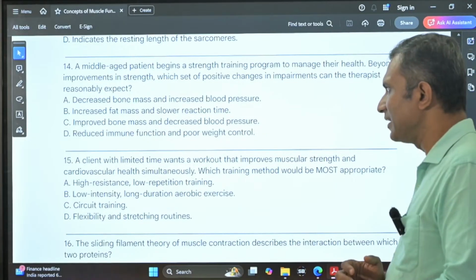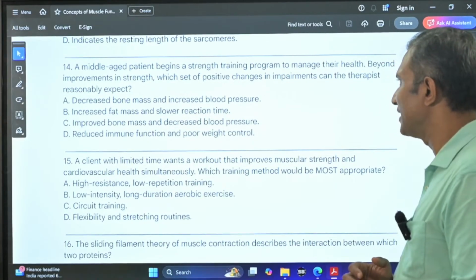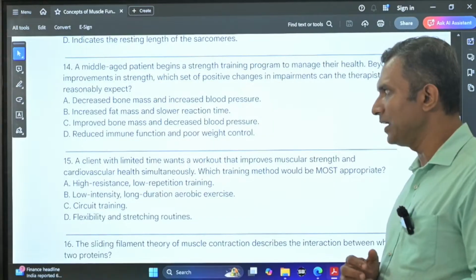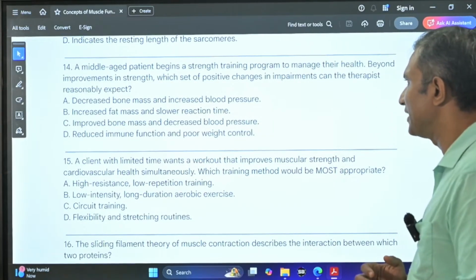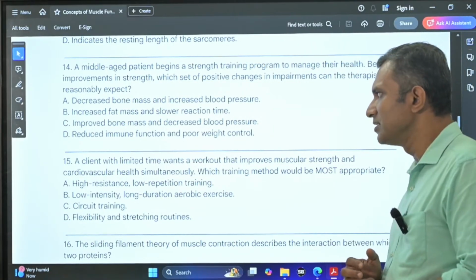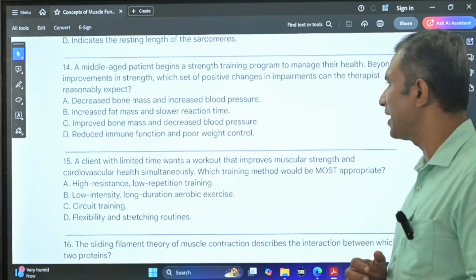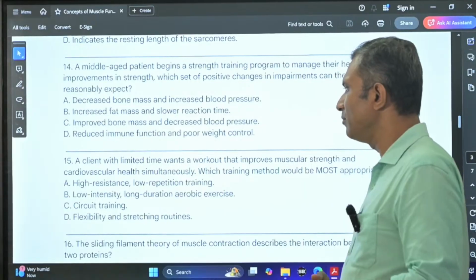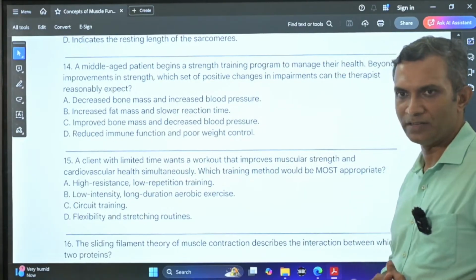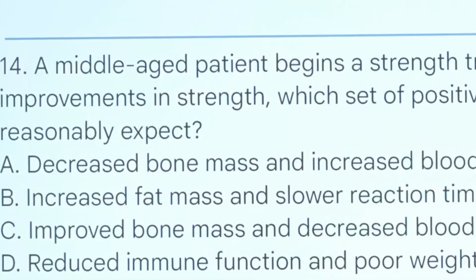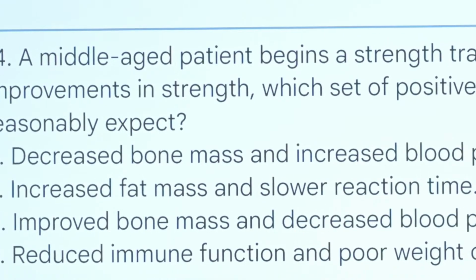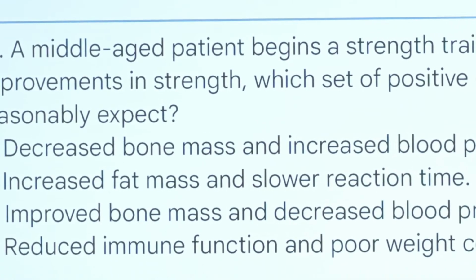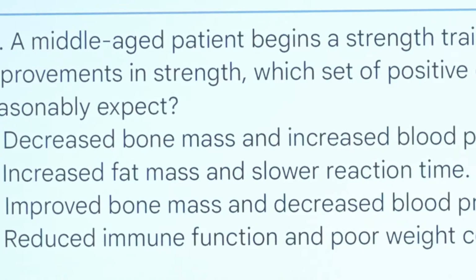A, decreased bone mass and increased blood pressure. B, increased fat mass and slower reaction time. C, improved bone mass and decreased blood pressure. D, reduced immune function and poor weight control. This should be a straightforward answer for you all. So select the best possible choice for question number 14.